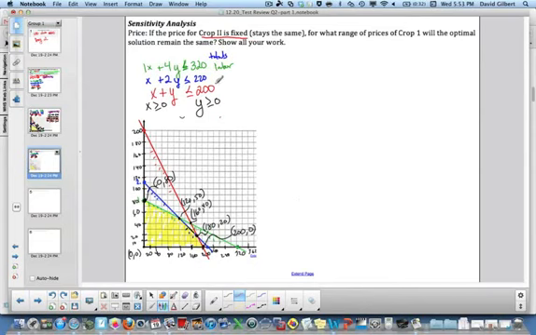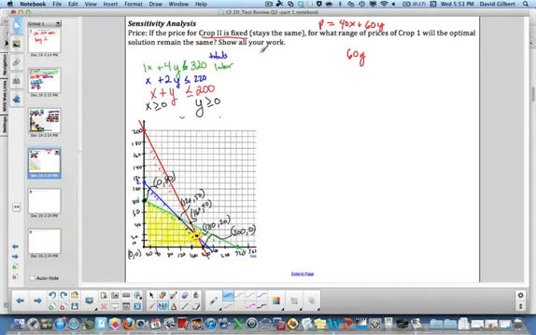Alright, so now we're doing the sensitivity analysis. So if the price for crop 2 is fixed, and remember our profit function was f of x, y, or P, or whatever, equals 40x plus 60y. So we're saying crop 2 stays the same, so we're still going to have the 60y. What range of prices on crop 1 will still give us our optimal solution, which was this point here, right? So 180, 20 was our optimal solution. What values for a price for X, crop 1, will maintain that as our optimal solution?